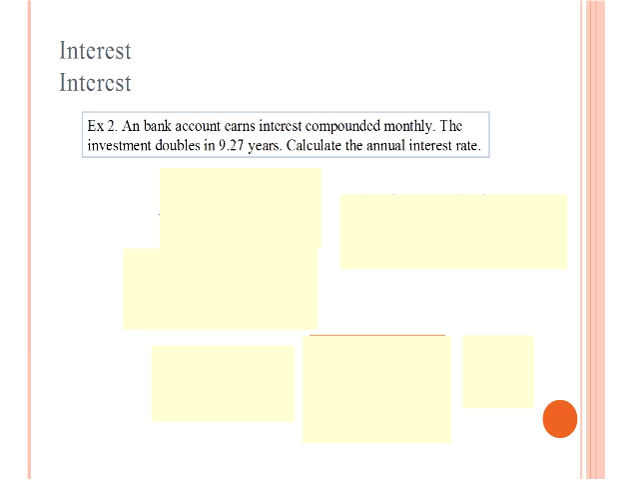You can see that. So if I have a bank account that earns interest compounded monthly, the investment doubles in 9.27 years. Calculate the interest rate. So what I see here is the doubling, but more importantly I see this word compound. So this is going to tell me to use a compound interest equation.